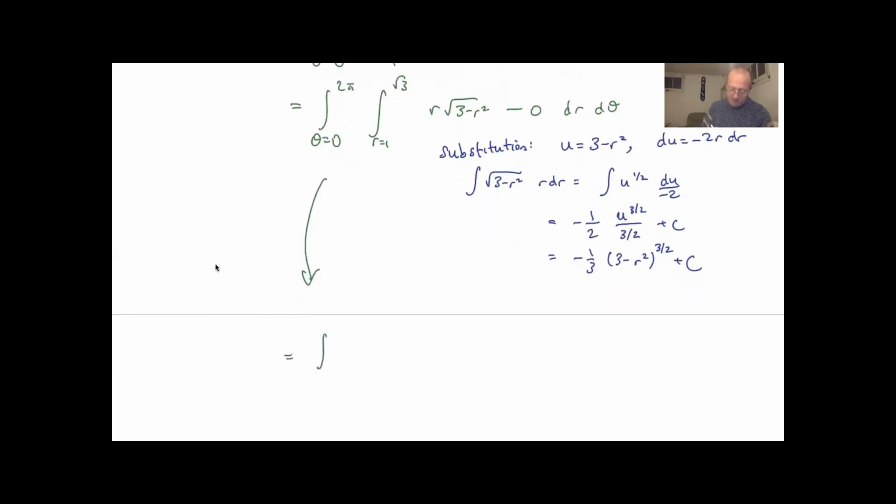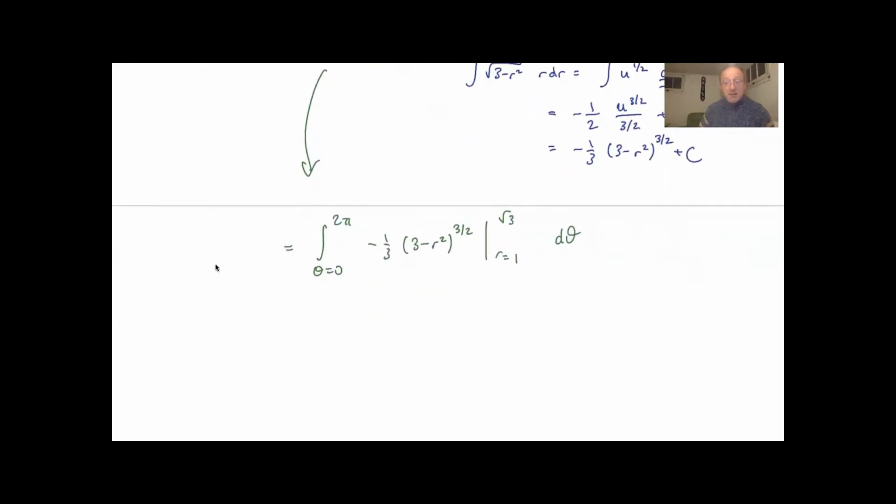We have, still theta going from 0 to 2 pi, no change there. The antiderivative that we found is minus 1/3, 3 minus r squared to the 3/2. And it's from r equals 1 to square root 3. And it's inside an integral d theta. And that was us finding the antiderivative. Now we can plug in some values to this antiderivative and do a little bit of simplification.